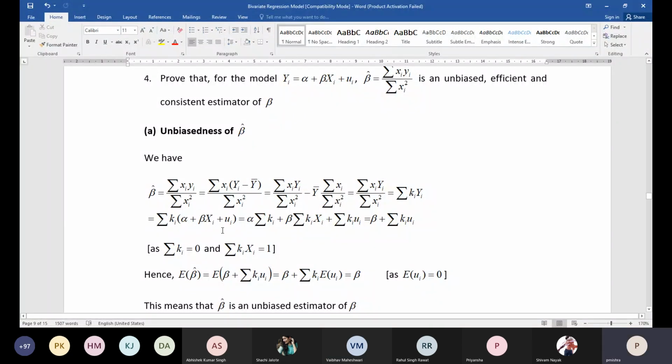Right. So we are writing beta hat as summation of small ki into capital Yi, where we see that beta hat is a linear function of capital Yi. And then again we are replacing capital Yi with alpha plus beta xi plus ui. And then subsequently we are getting it as beta plus summation of ki ui, because we know, as we have already done, that summation of ki is equal to 0 and summation of ki into capital Xi is 1.